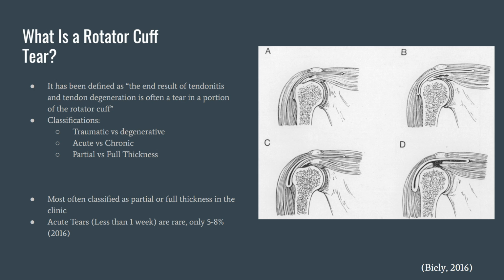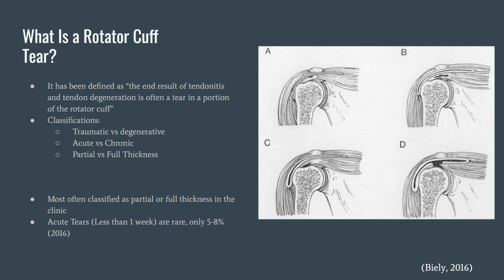Traumatic meaning you fall on your shoulder and you tear the muscle that way. Degenerative meaning over a long period of time. Acute being less than 3 to 5 days, and chronic being greater than 3 months. Partial and full thickness is how we see it in the clinic most often. It's the easiest to describe. Partial meaning anywhere from 1% up to 99, and then a full thickness being that full 100% tear where there are no muscle fibers attached to the muscle belly.